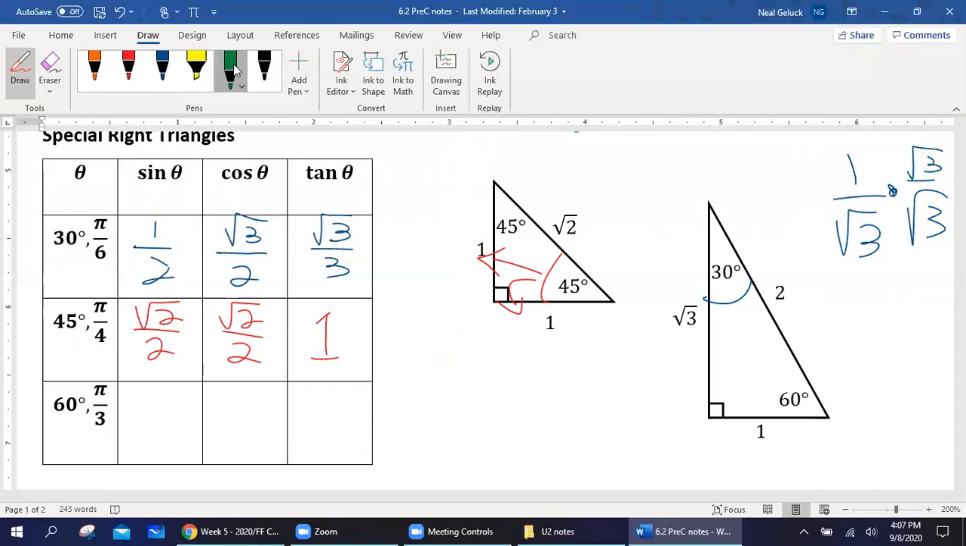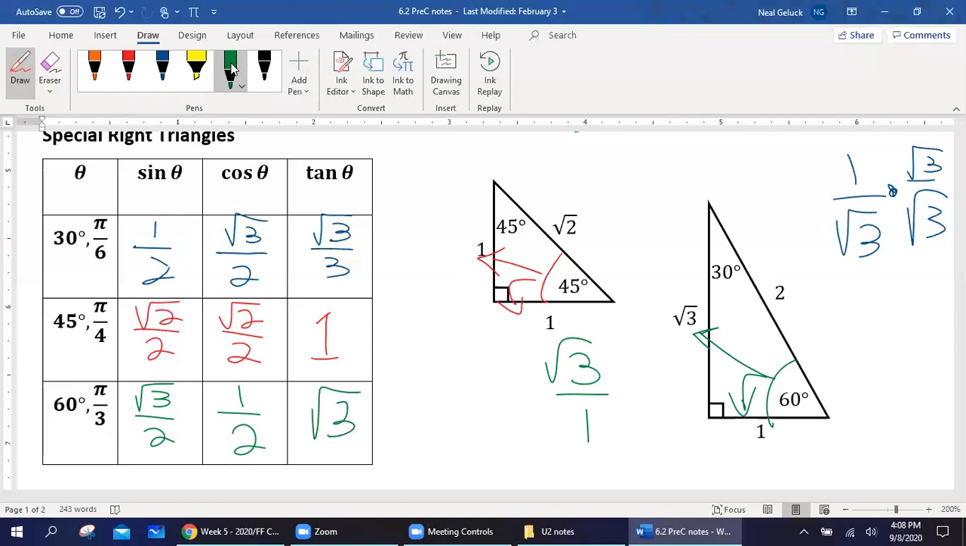Back over to the other triangle for the 60-degree reference. Sine would be opposite over hypotenuse, so that's going to be root 3 over 2. Cosine would be adjacent over hypotenuse, so that'd be 1 over 2. Tangent would be opposite, root 3, over adjacent, which is 1. Root 3 divided by 1 is just root 3. You will become very familiar with those numbers if you're not already. We're going to be using them for about the next 7 to 8 weeks.